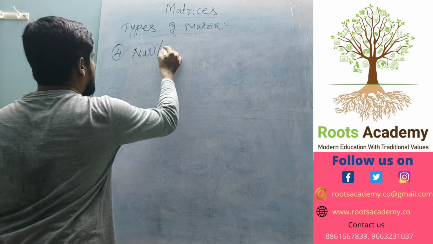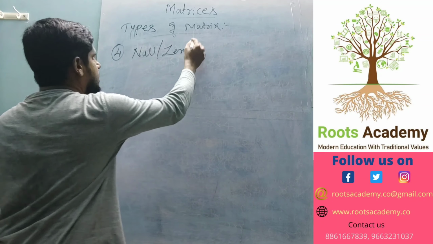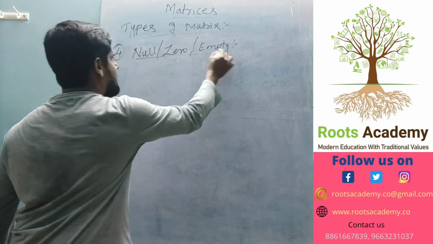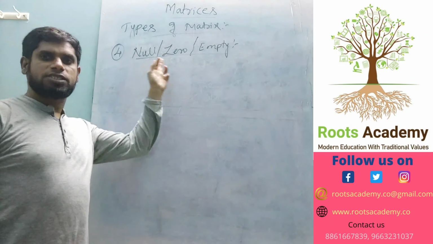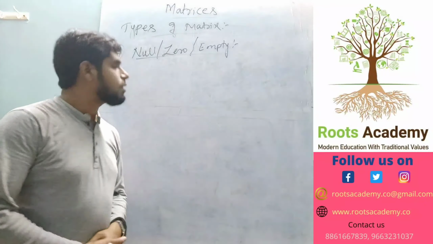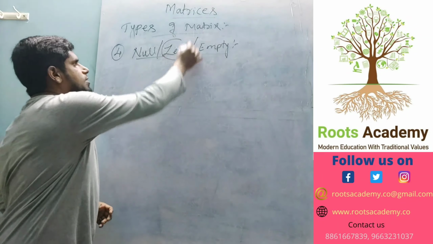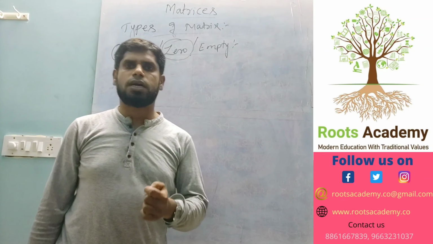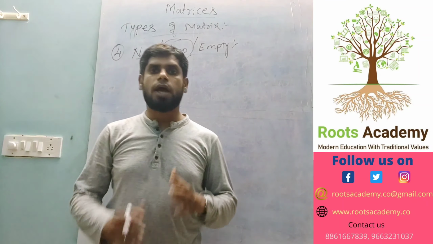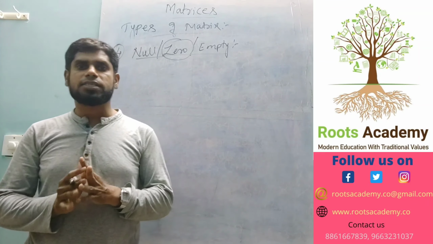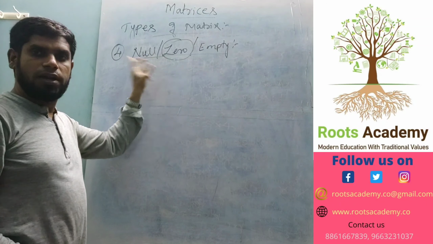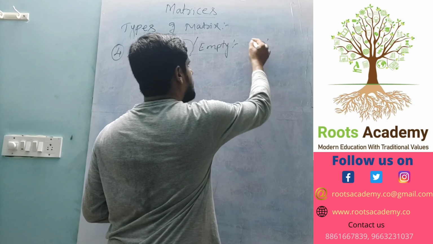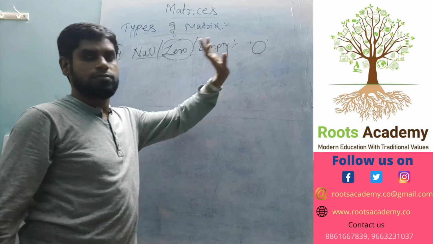Null matrix or zero matrix, or you can also call it empty matrix. So student, here it's very easy. The name itself declares everything. Zero matrix: a matrix whose all elements are 0 is called a zero matrix or null matrix. And student, zero matrix is represented by capital O.